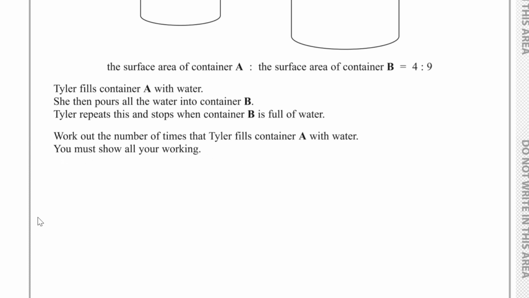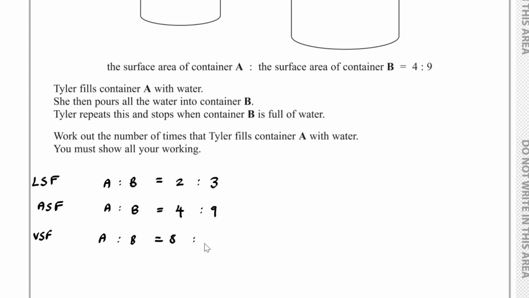Well, we see that the ratio of the area scale factor, A to B, is equal to 4 to 9. So in terms of the length scale factor, the ratio of A to B, square rooting, we end up with 2 to 3. And therefore the volume scale factor, the ratio of A to B, cubing the 2, we end up with 8. Cubing the 3, we end up with 27. So the volumes of A and B are in the ratio 8 to 27.